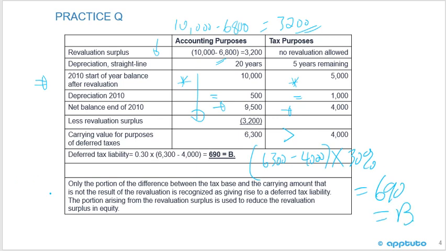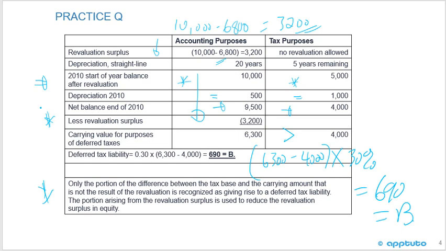Okay? So note here, only the portion of the difference between the tax base and the carrying amount that is not the result of the revaluation is recognized as giving rise to a deferred tax liability. The portion arising from the revaluation surplus is used to reduce the revaluation surplus in equity. So that's the key. This is a pretty important question.